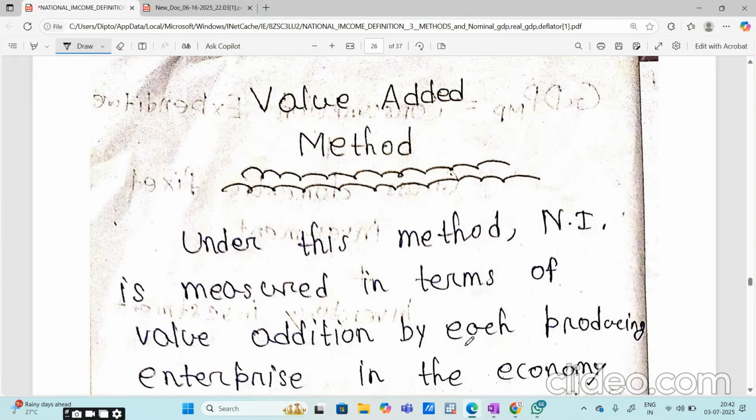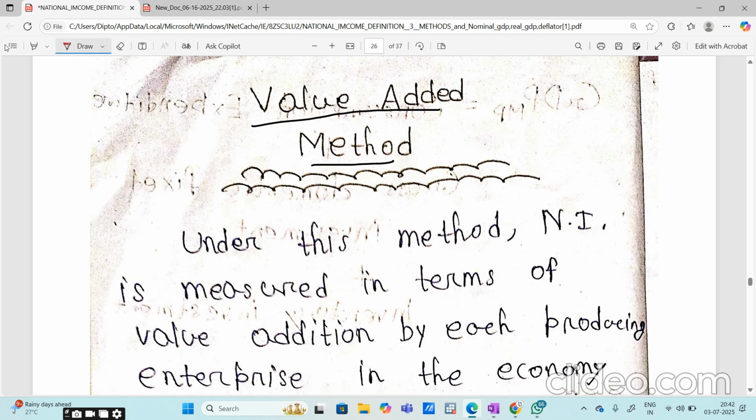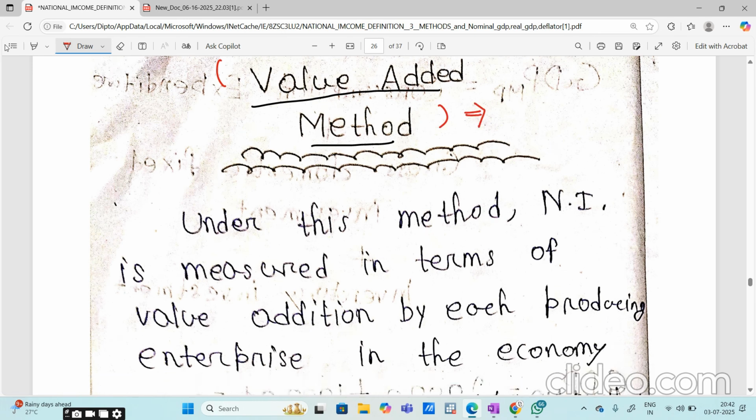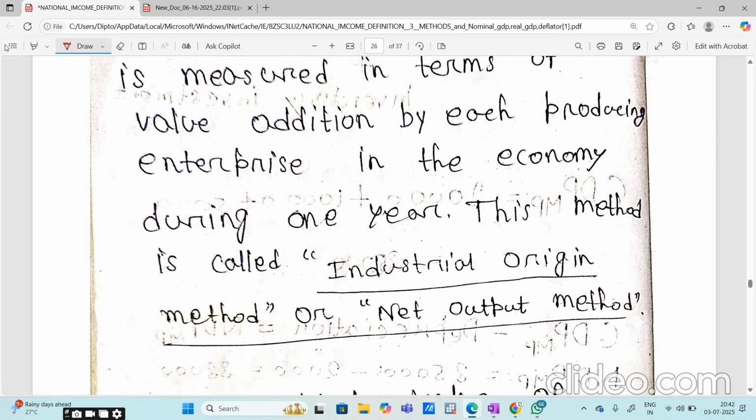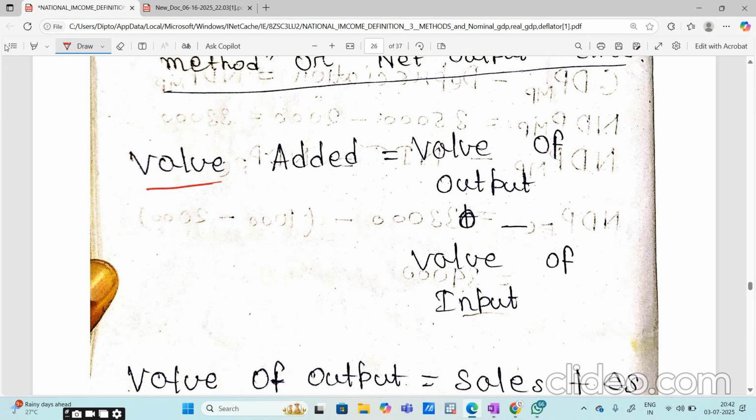In the previous class, we discussed the expenditure method, and now we are going to discuss the value addition method by which we can calculate the national income of India. The value addition method is probably the simplest and most used method of measuring national income. Under this method, we have to basically find out the value addition.